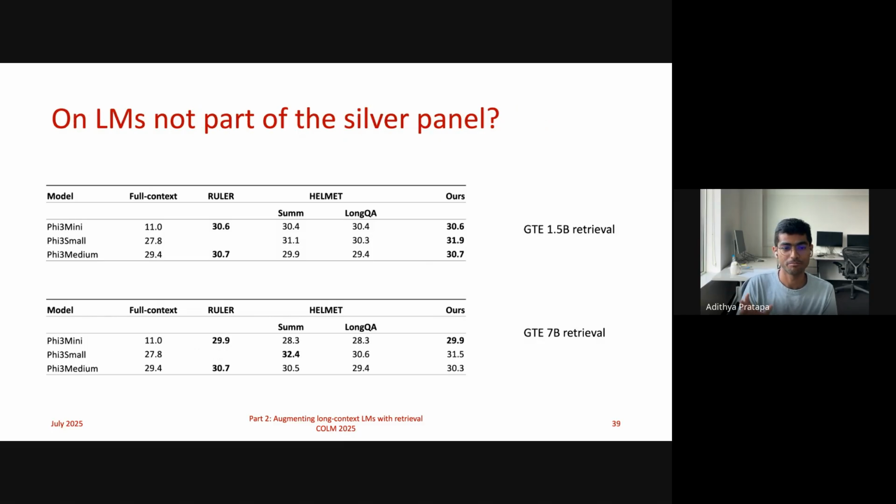And to make sure that we are not just evaluating on models from the silver panel, like the Llama, Jamba, or Qwen models, we also evaluate on Phi 3, which is not part of our silver panel. In this case, we see comparable performance to RULER. HELMET does slightly worse than RULER and our method, but our method is at least the best or close to the best in all of these settings.